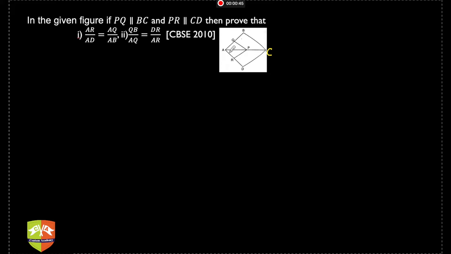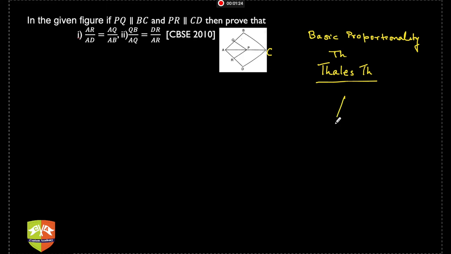Those who have dealt with triangles, similar triangles and theorems related to them will realize in the very first instance of looking at this problem that it requires the use of the basic proportionality theorem. So what is the basic proportionality theorem? Just a quick recap. The basic proportionality theorem is also called Thales theorem.